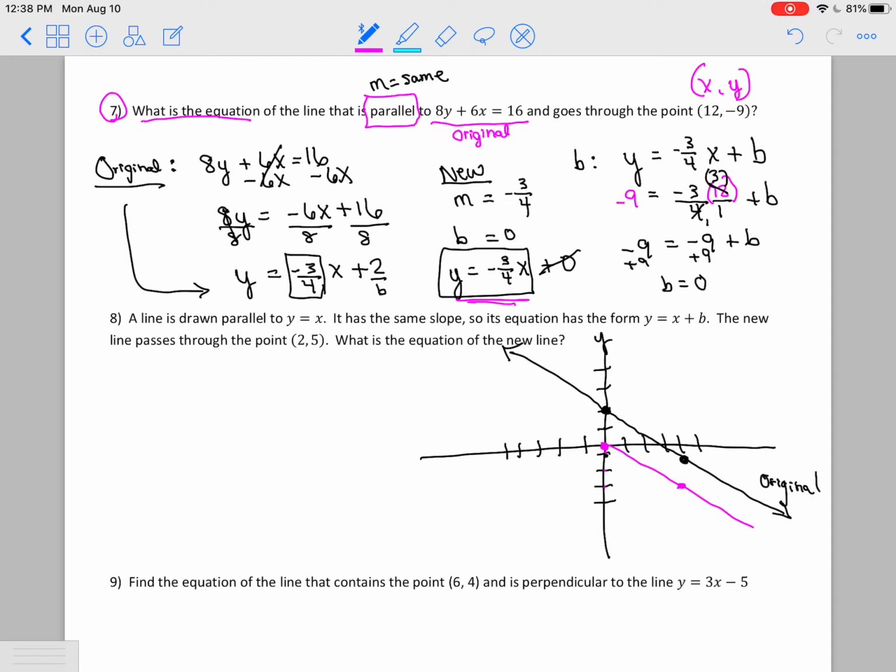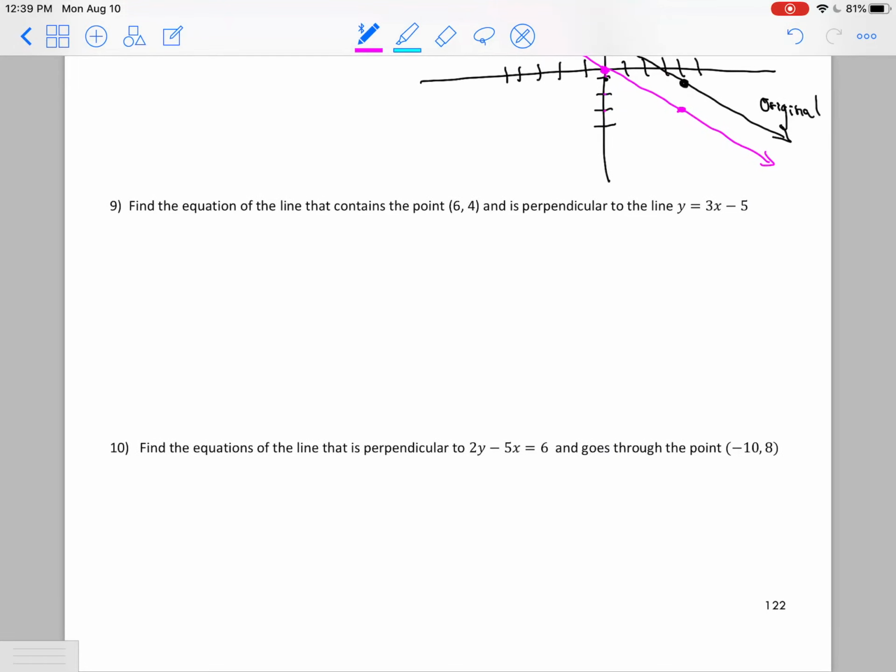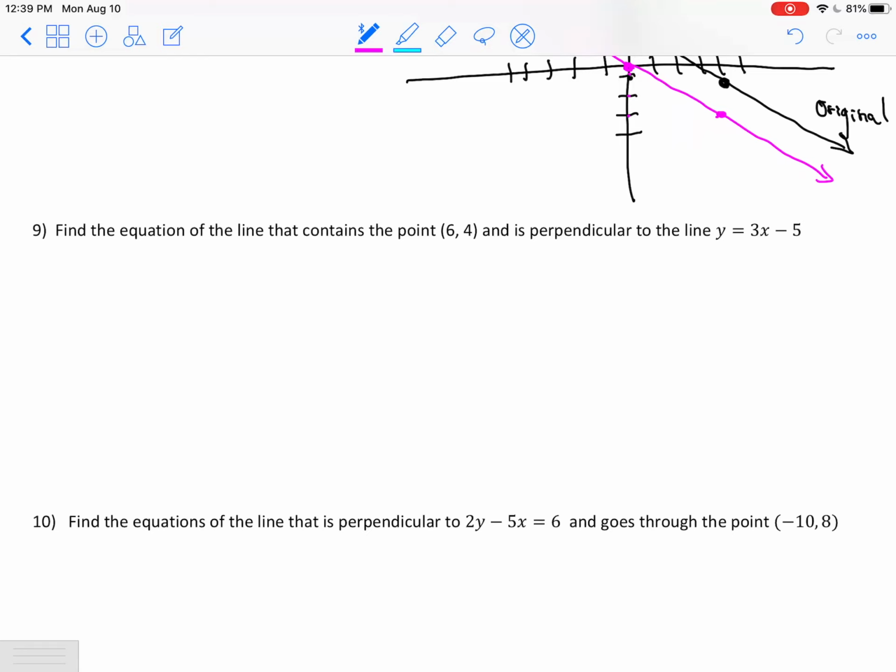Okay, and if we graph that, we can see indeed we have these two lines that are parallel to each other, but they just cross at different locations on the y-axis. All right, let's take a peek at number 9. So now our job is to find a new equation of a line that is perpendicular to the original line and crosses through this point here at (6, 4). So we want an equation that has that information, and it's based on the original right here.